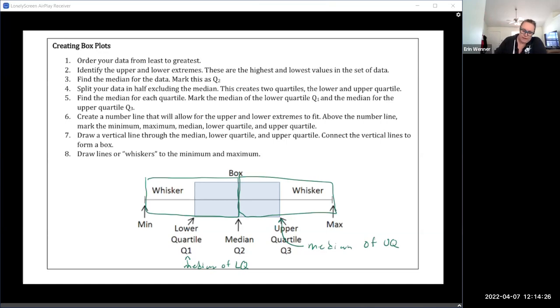So if I were to graph this data, here's my number line. Here's my median. Here's my quartile 1. Here's my quartile 3. Here's my min. And here's my max. So I draw vertical lines through these values, and I connect them with a box, and then I draw the whiskers out to the min and max.